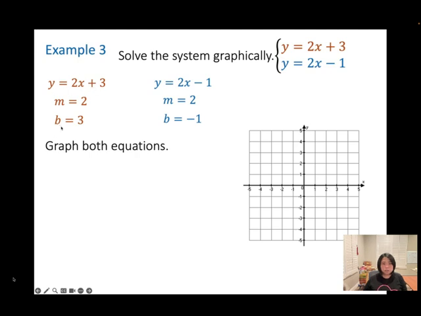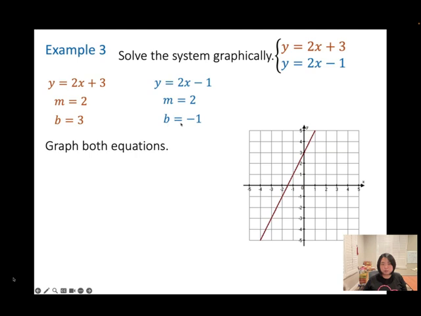Let's graph this equation. b equals 3, so 1, 2, 3. We have a point here. Then the slope is equal to 2, which is rise over run, 2 over 1. So we go up 2 and then 1 unit to the right, and we get these two points, this point and this one.